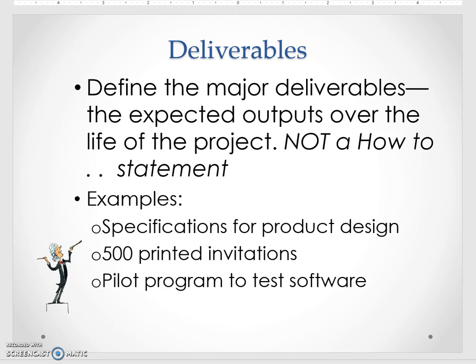So some examples might be specifications on a product design, or 500 printed invitations, a pilot program to test software. So we want to make statements of what we think will come out during the project. Now, they could be a thought process too. Like I said, they don't have to be tangible. It could be a decision about something. I mean, there certainly are a lot of options.